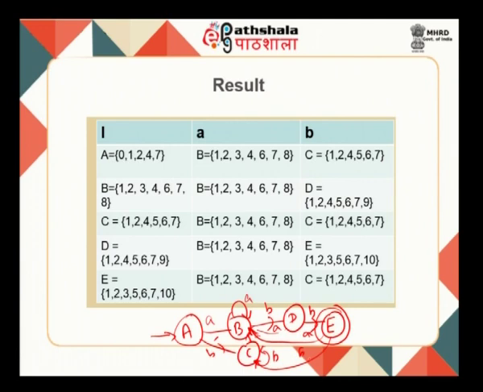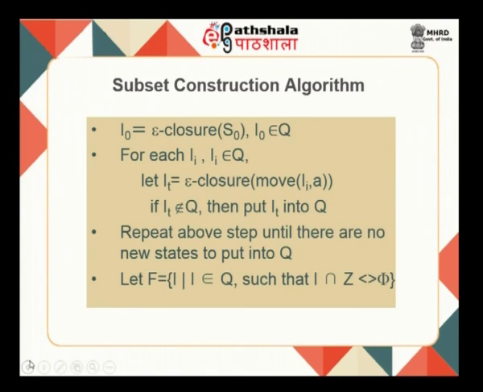So, the first step is to do an epsilon closure, and the second step is using the epsilon closure algorithm we basically draw a representation. So, this is the subset construction algorithm: for each Ii such that Ii belongs to Q, let It be equal to epsilon closure of move of Ii comma a, and if It does not belong to Q, then put it into Q. So, what is Q? Q is your set of states of your DFA. So, you keep on accumulating new states. That is what I said.